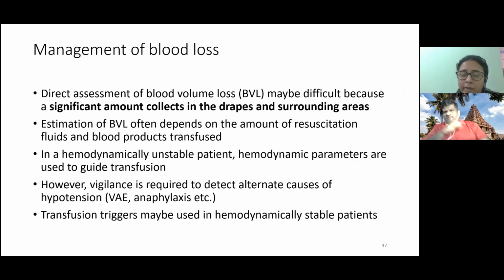Now, coming to the actual management of blood loss, one drawback in children is direct assessment of blood volume loss may be very difficult because a lot of the blood collects in the drapes and surrounding areas, and we may not be able to estimate blood loss correctly by what is collected in the suction. So estimation of blood volume loss often depends on the amount of resuscitation fluids and blood products transfused. In a hemodynamically unstable patient, hemodynamic parameters are used to guide transfusion. However, vigilance is required to detect alternate causes of hypotension like venous air embolism or anaphylaxis, and transfusion triggers are used in hemodynamically stable patients.